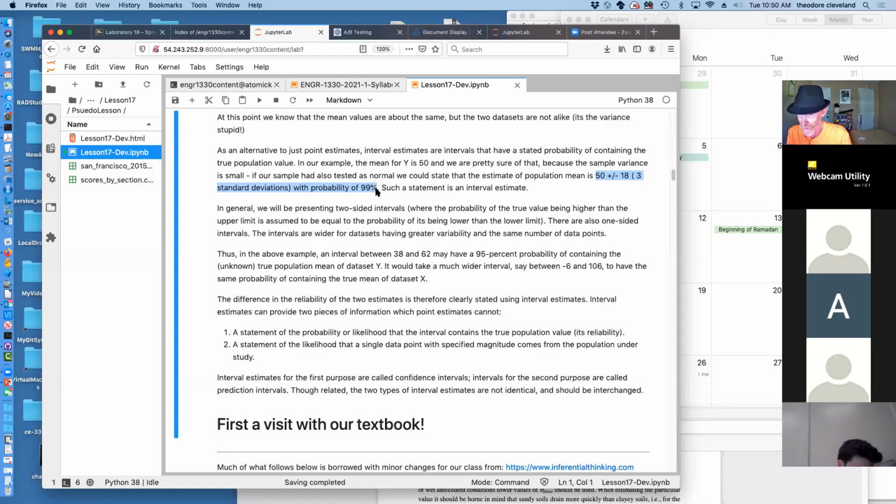And that statement is an interval estimate. They're stated either as the interval or, as we've stated here, 50 plus or minus 18. In general practice, we usually present two-sided intervals where the probability of the true value being higher than the upper limit is assumed to be equal to the probability of the true value being lower than the lower limit. There are also one-sided intervals.